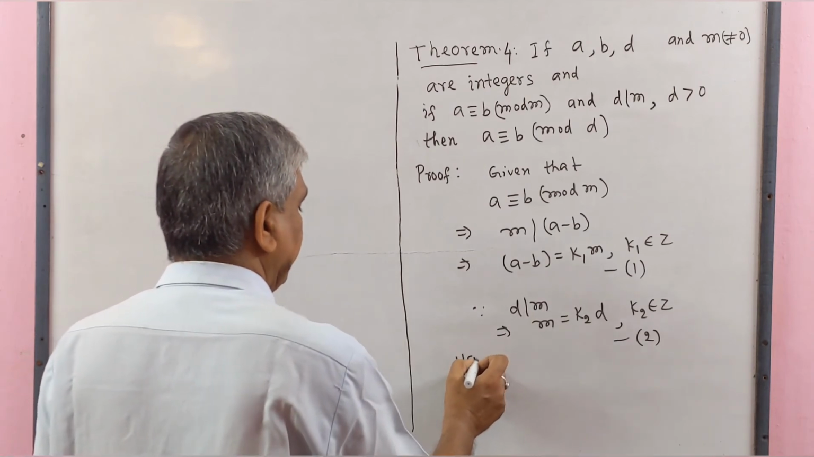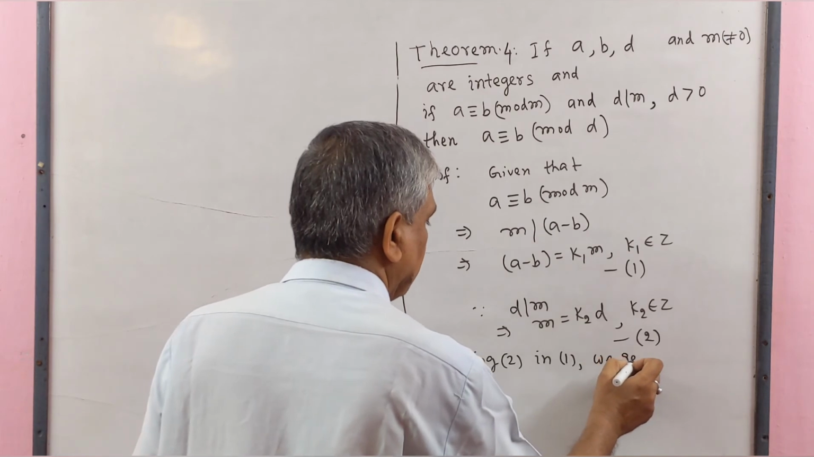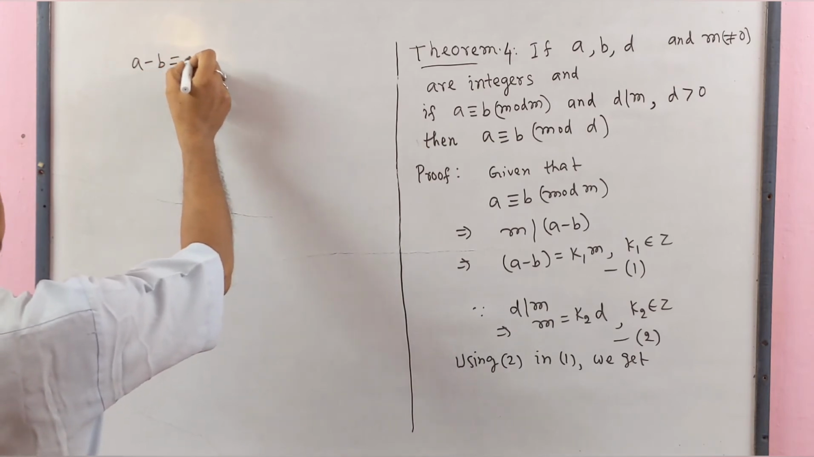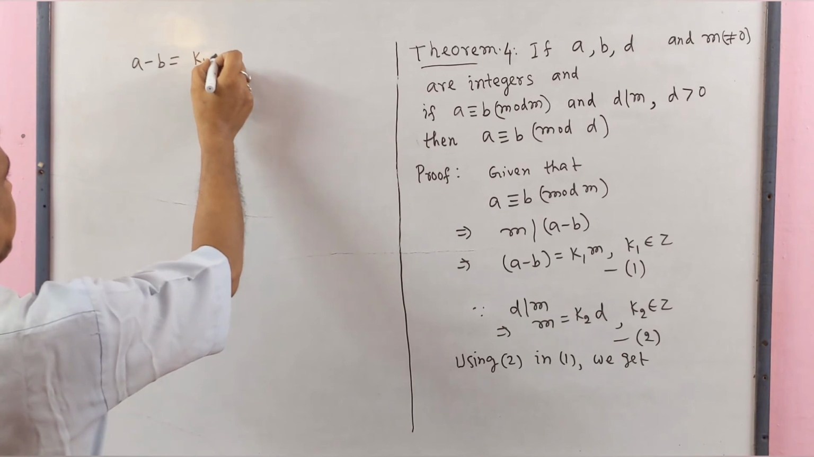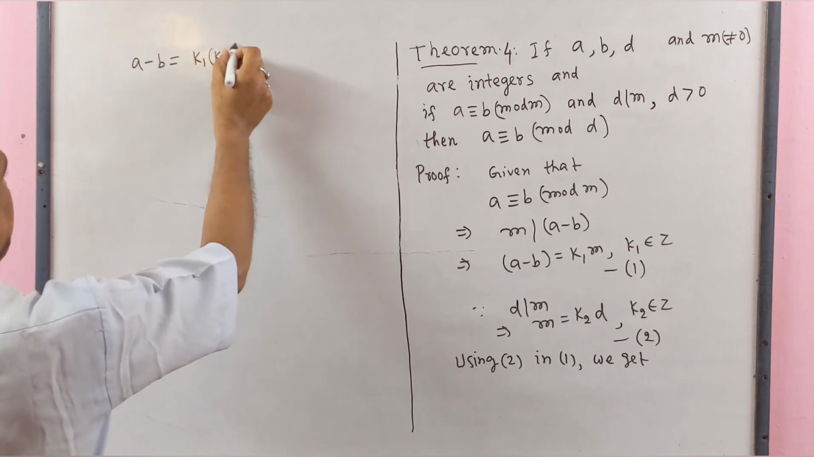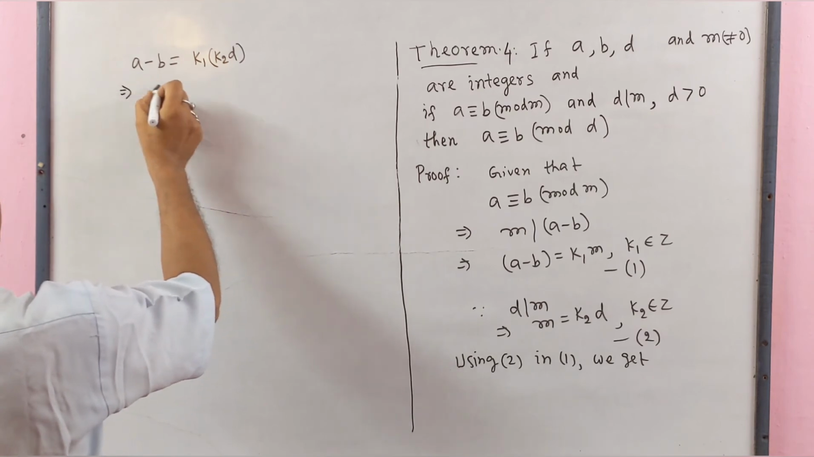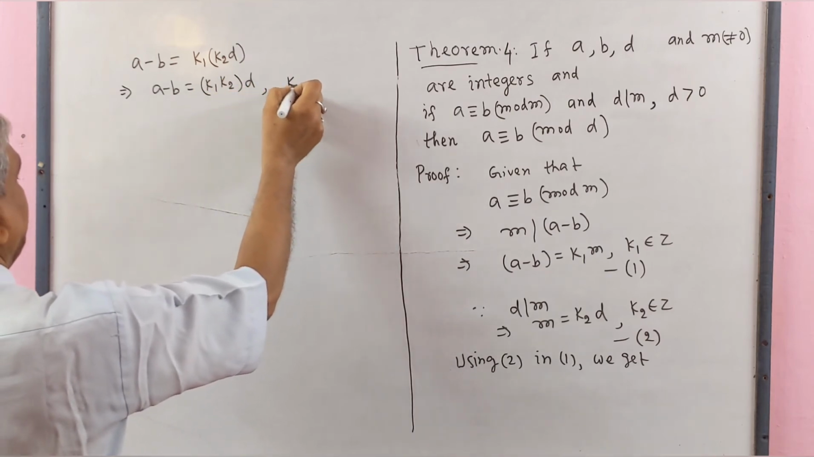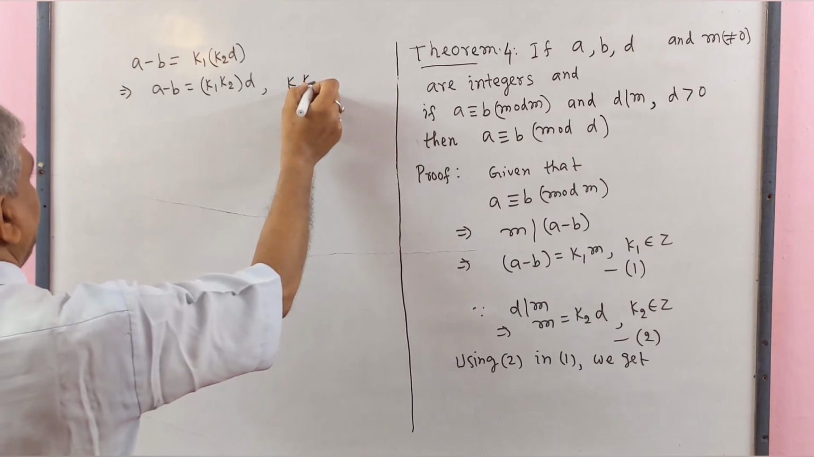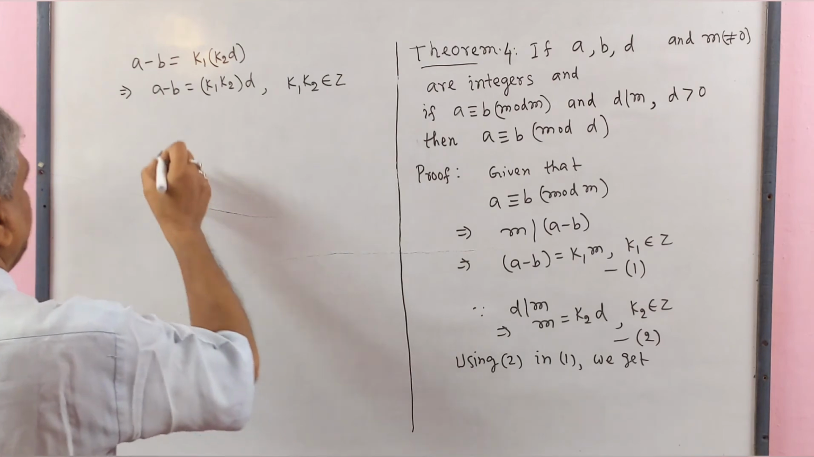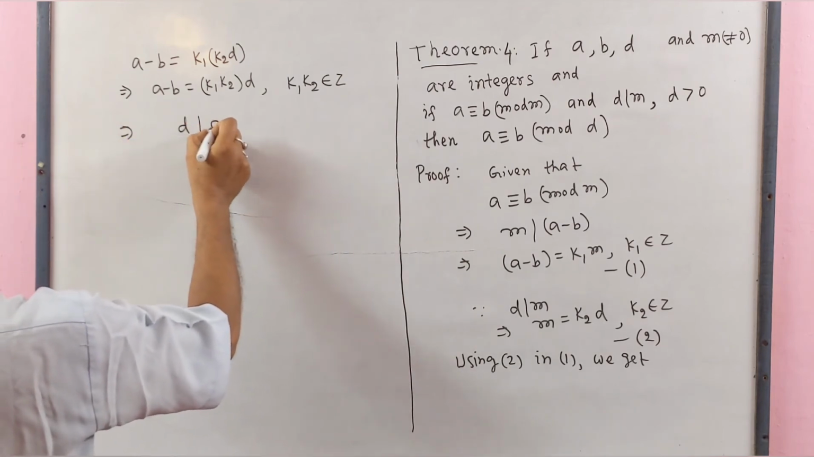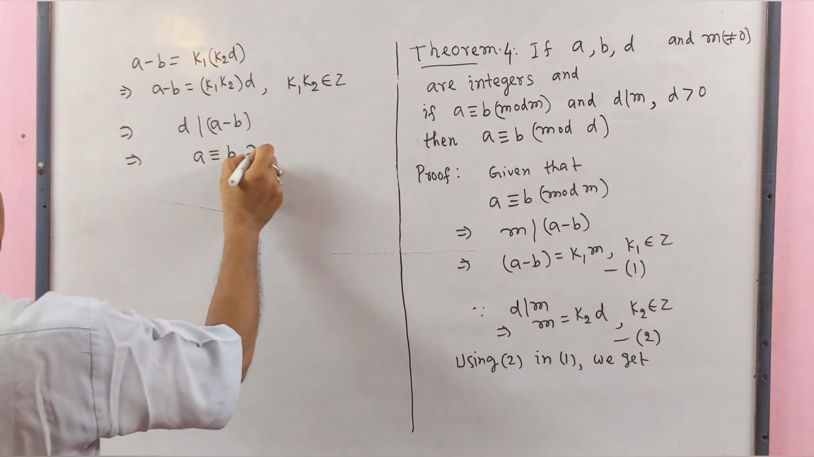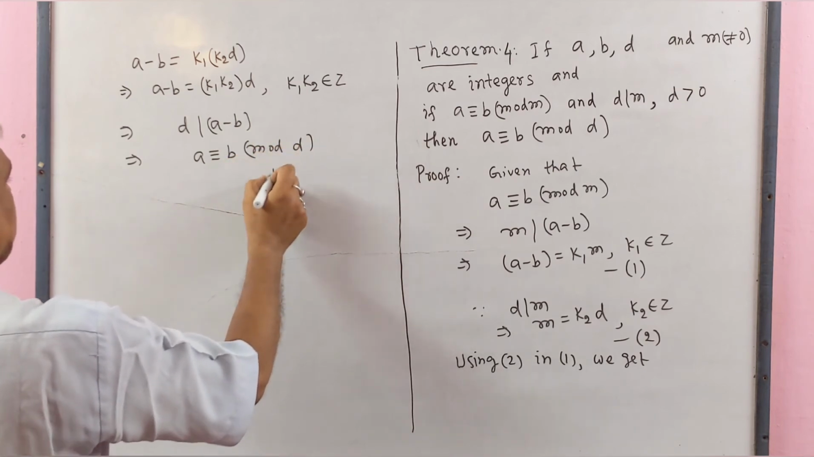Using 2 in 1, we get a minus b equals k1 m, which means k2 d, which implies that a minus b equals k1 multiplied by k2 d. k1 is an integer, k2 is an integer, therefore k1 multiplied by k2 is an integer, which implies that d divides a minus b, which implies that a is congruent to b modulo d. Proved.